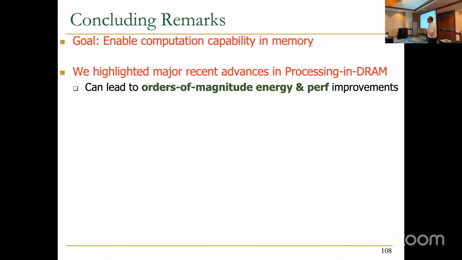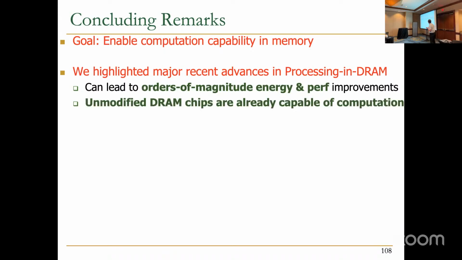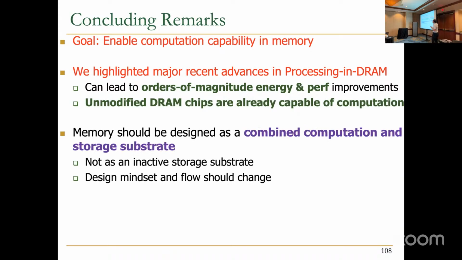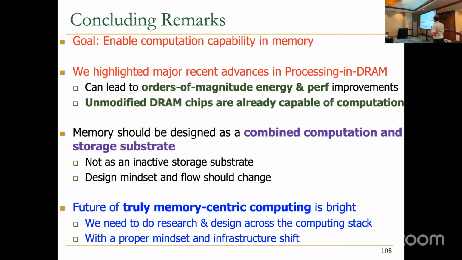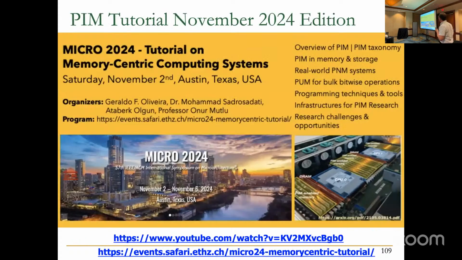The good news is we can get orders of magnitude energy and performance improvements depending on the application. The second takeaway, I think, is unmodified DRAM chips are already capable of computation. And I believe memory should be designed as a combined computation and storage substrate, not as an inactive storage substrate. This means that design mindset and flow should change, not just at the memory level, but also at the higher levels of the stack. OK, so the future is bright, but we need to work hard on it.